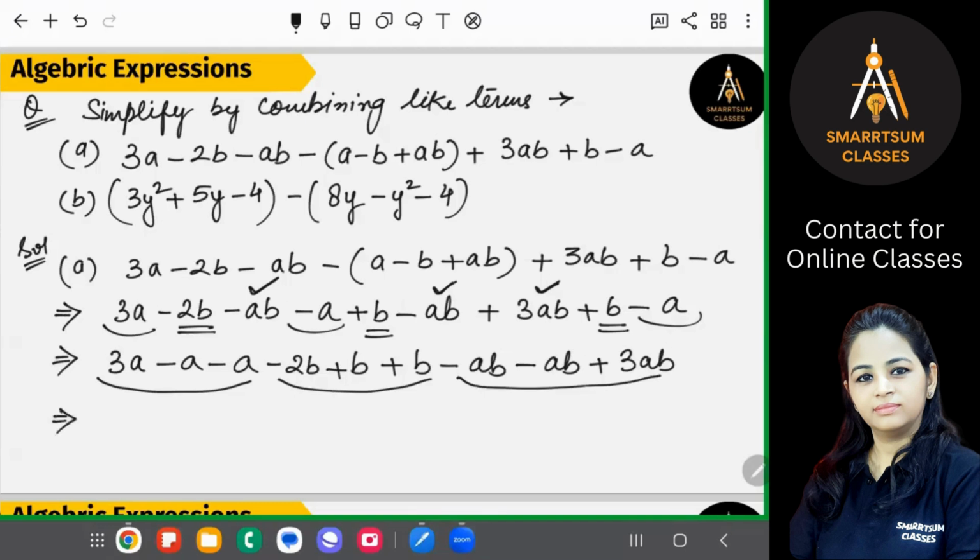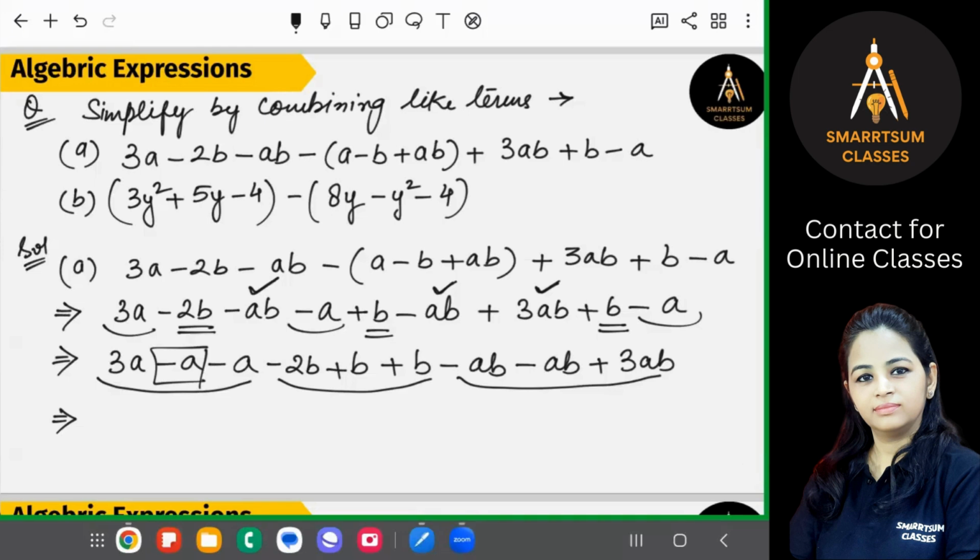Now, since we have collected the like terms by checking their literal factors, the literal factor's purpose is over. Now, what is next to do? We have to simply add and subtract their numerical values. So when we say minus a, what is the numerical value of this? Minus a. It is not 0, it is minus 1.